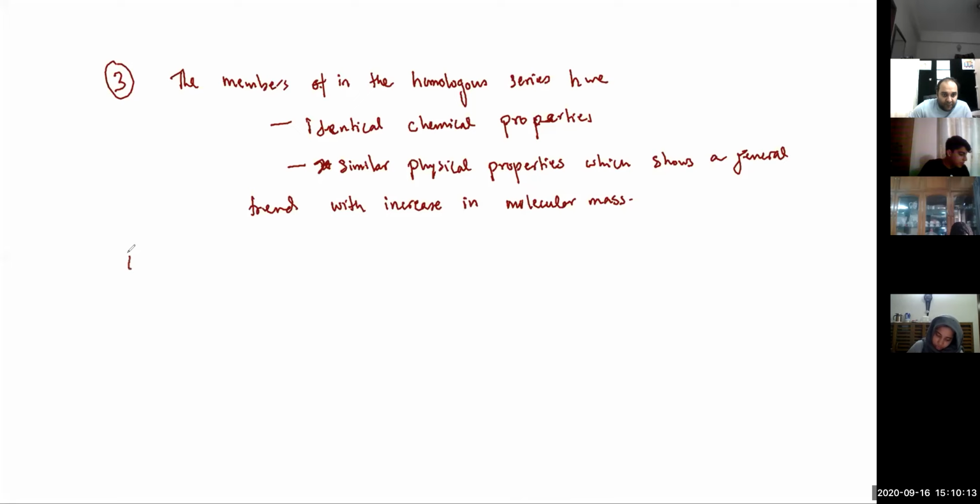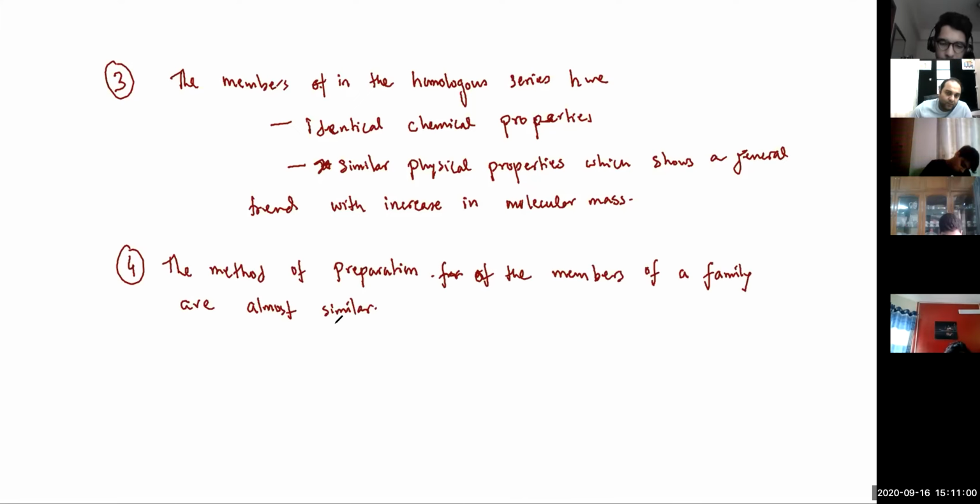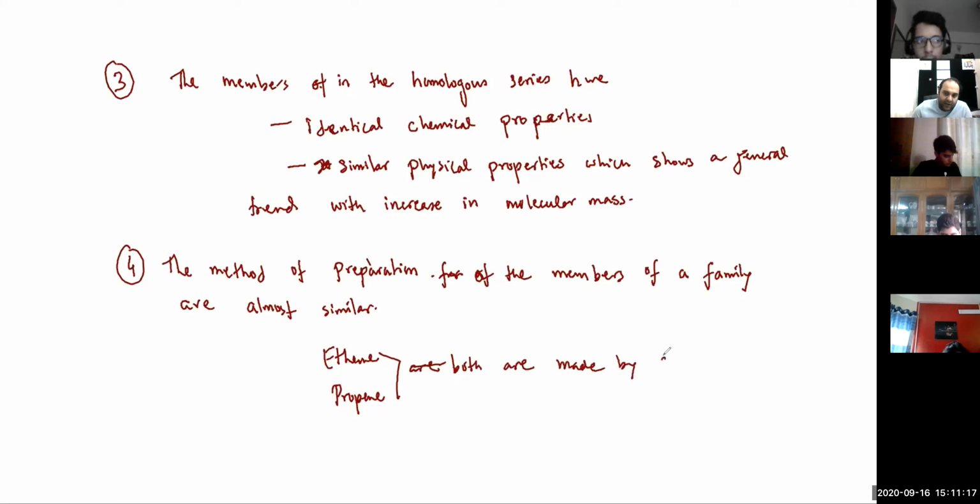And number 4, ethene, propene. Both are made by cracking of long chain alkenes.